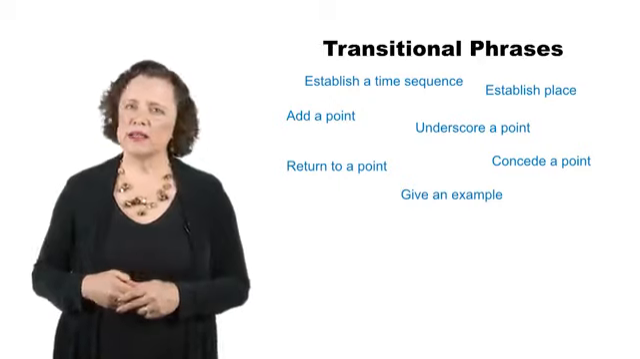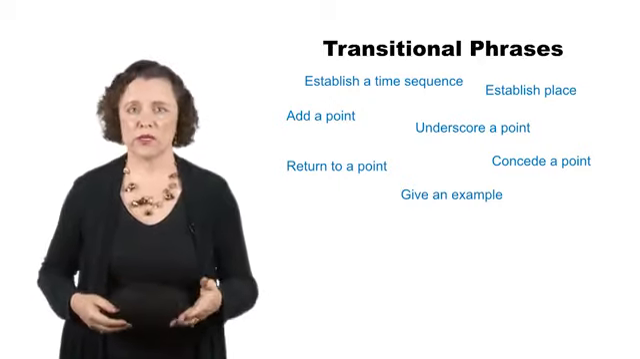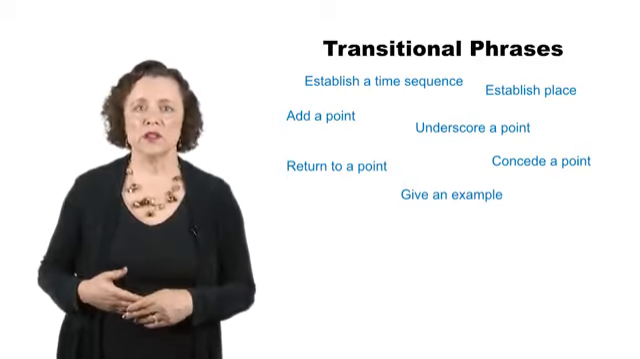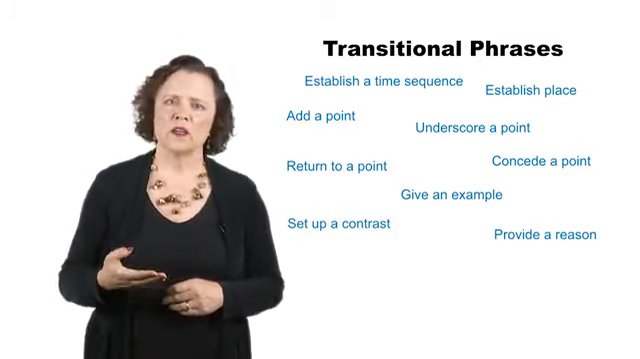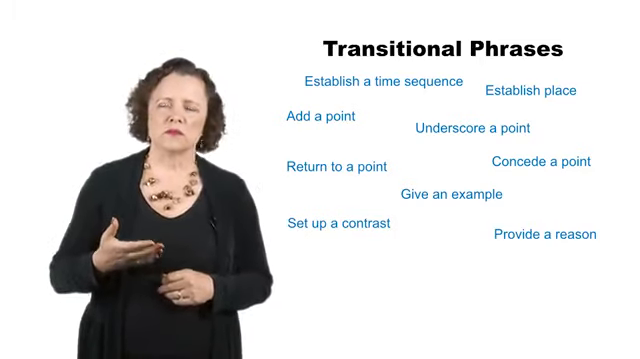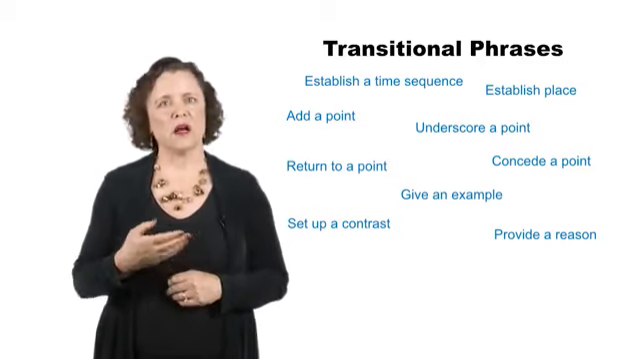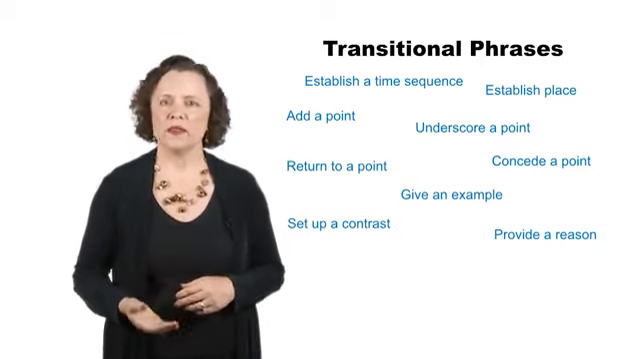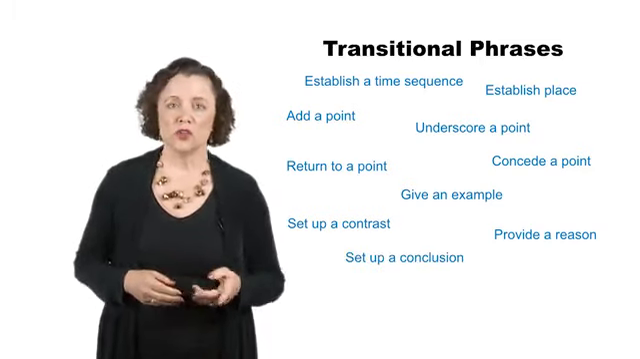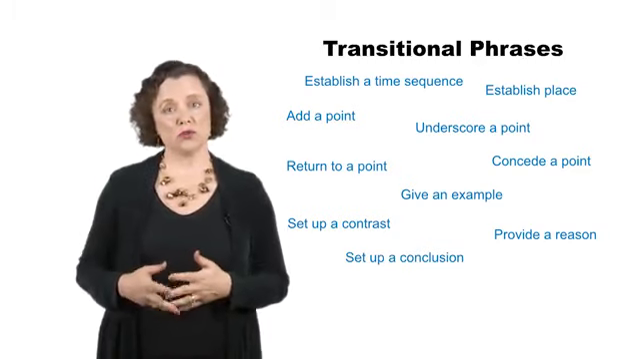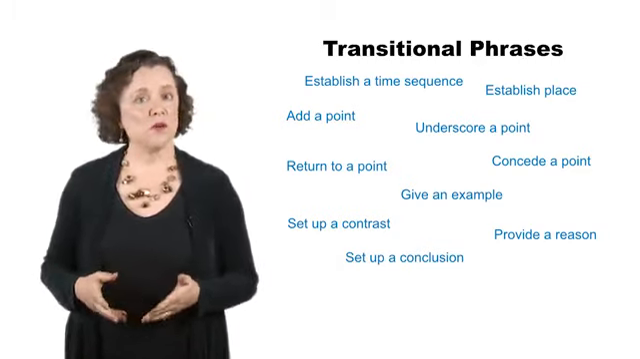If you want to provide an example of something described in the preceding sentence, you might use, for example, in particular, hence, or it follows. If you want to provide a reason, and you can set up contrasts with words like yet, conversely, despite, on the other hand. And finally, to set up a conclusion, you could use so, as a result, in conclusion, on the whole, to sum up.